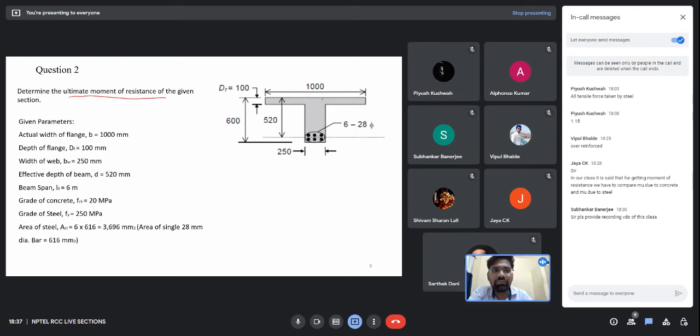Why am I using the term isolated specifically? Because in the code you have two formulas for calculating the width of flange. First one is for a continuous T beam, the other one is for an isolated T beam. So this is an isolated T beam and you have these various given parameters. The width of this beam is 1000 mm, the depth is 100. I will only read out the important ones. fck is 20. Steel we are using is of 250 MPa, and there are six bars in the tension zone. So the area of the steel I have calculated for you.